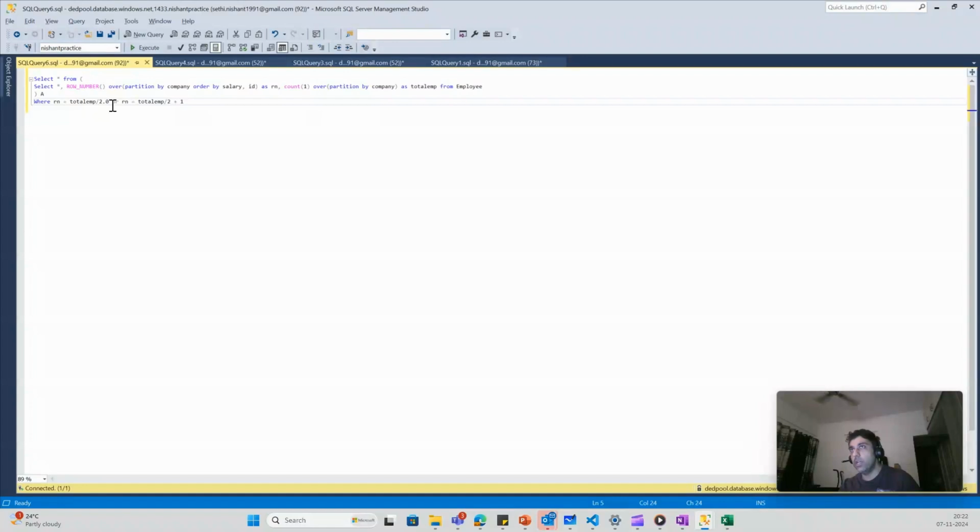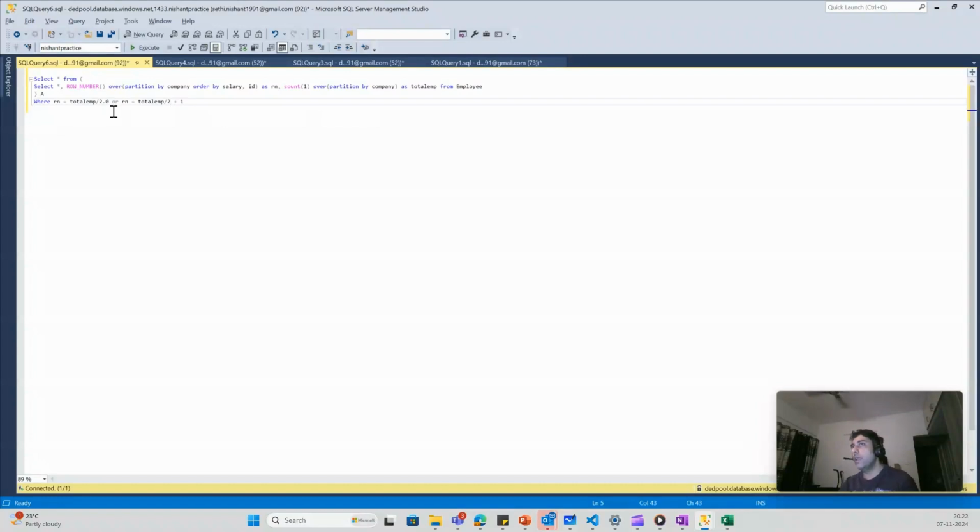And this one I won't change to float division, it will still be integer division. So this will give me 3, which is what I need even in the case of an odd number of total employees. So I keep this one as integer division, but change the other to float division, so that I get a decimal rank, which will never be true.